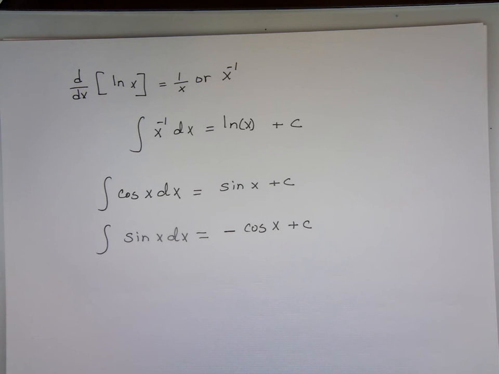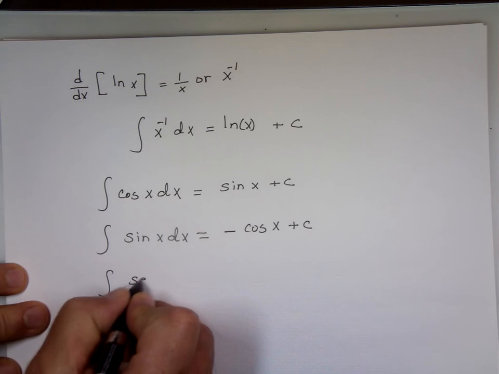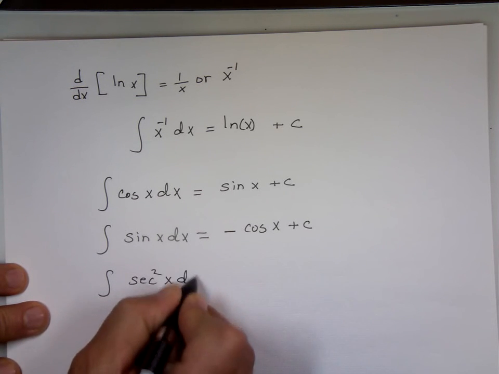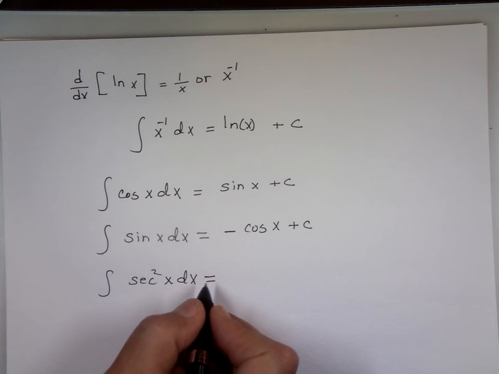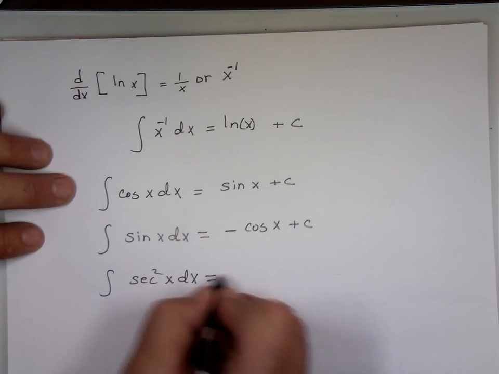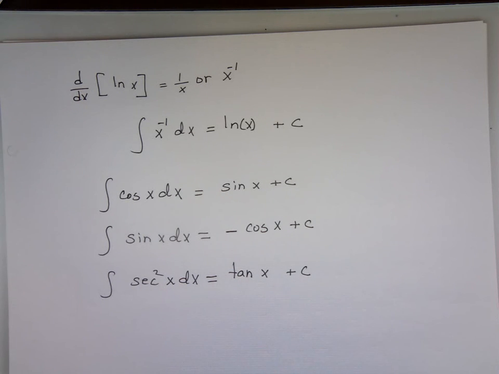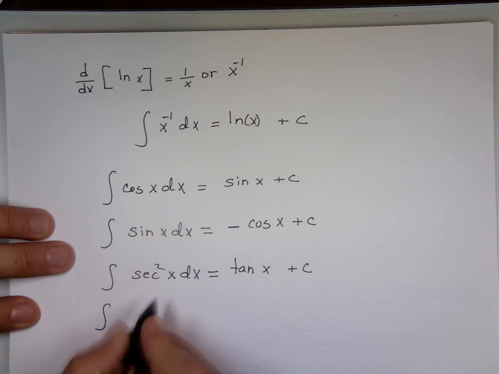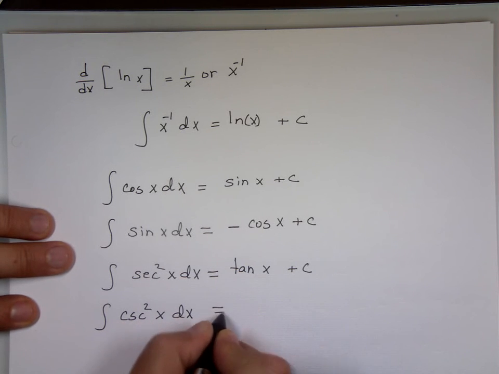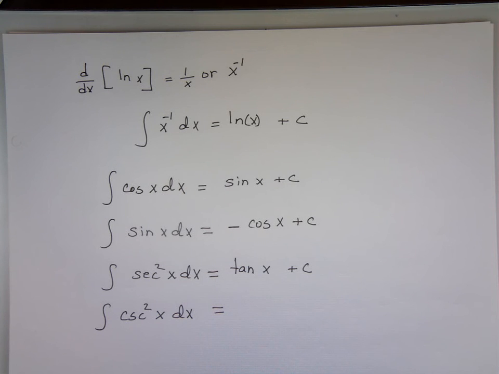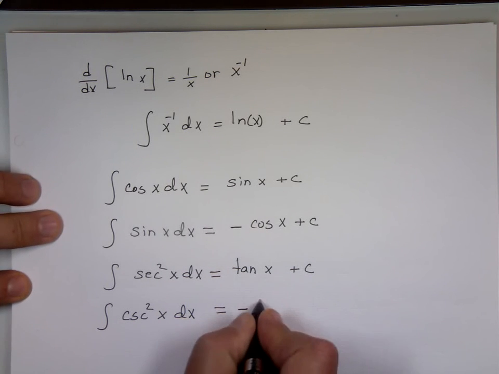What's the integral of secant squared x? How about positive? Tangent x, the derivative of tangent is secant squared. What's the integral of cosecant squared? What function has a cosecant squared for a derivative? Cotangent. Well, the cotangent has negative cosecant, but there's no minus here, so it has to be negative cotangent x.